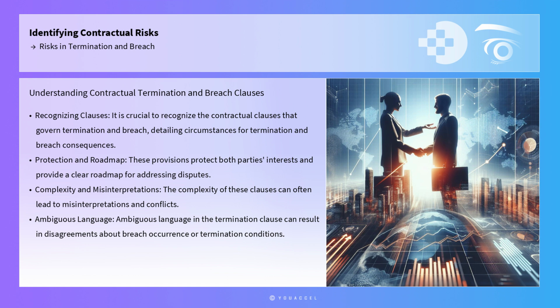Firstly, it is crucial to recognize the contractual clauses that govern termination and breach. Contracts typically include specific provisions detailing the circumstances under which a party can terminate the agreement and the consequences of a breach. These provisions are designed to protect the interests of both parties and provide a clear roadmap for addressing disputes. However, the complexity of these clauses can often lead to misinterpretations and conflicts. For instance, ambiguous language in the termination clause can result in disagreements about whether a breach has occurred or if the conditions for termination have been met.